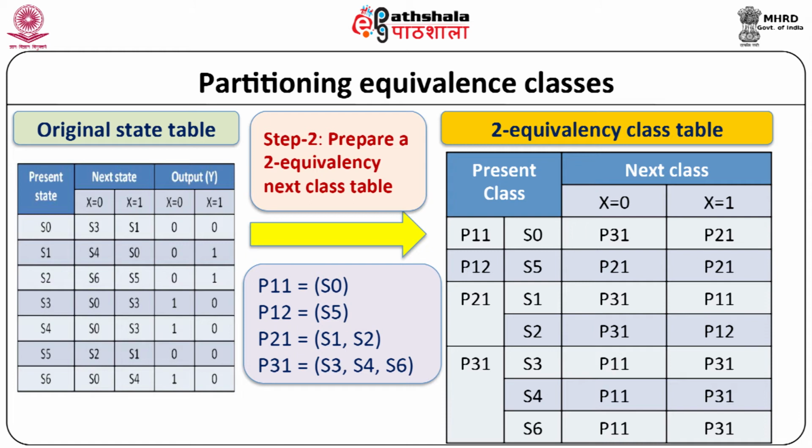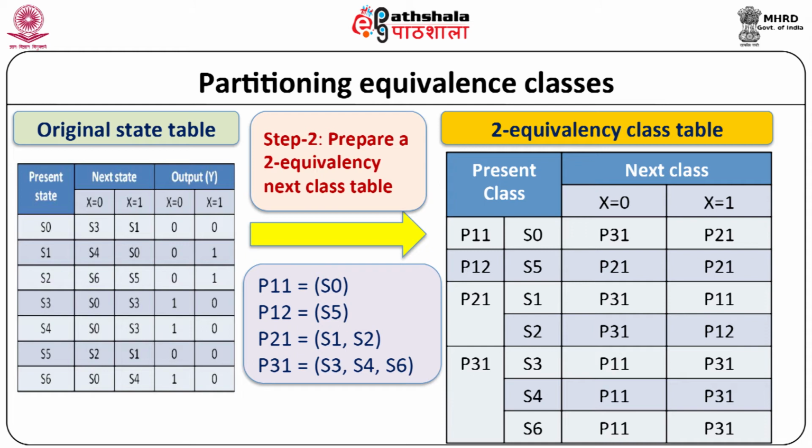Fourth, the 2 equivalency classifications are P11 includes S0, P12 includes S5, P21 includes S1 and S2 and P31 includes S3, S4 and S6.